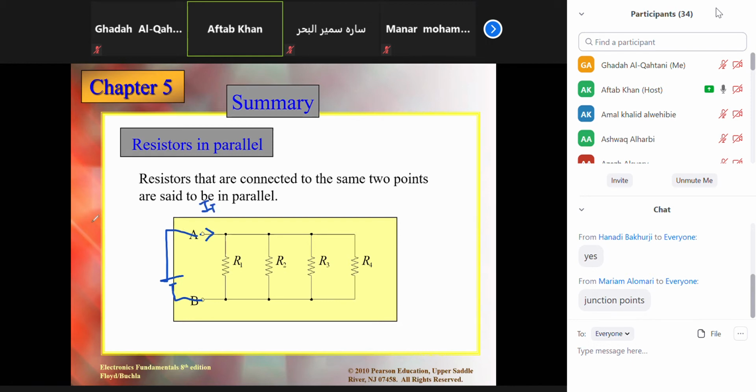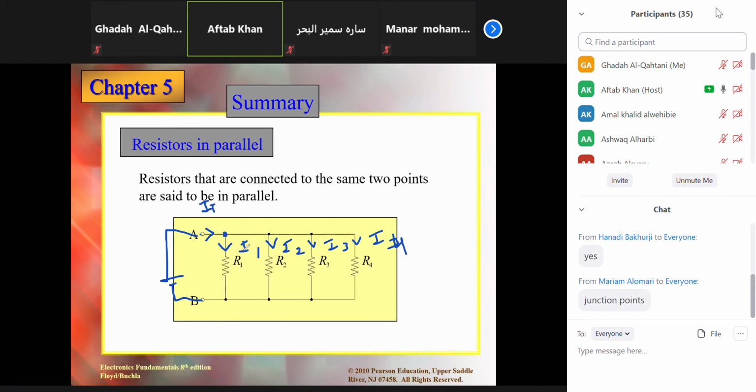Now this is going to be split. Some current will go here, some will go here. Let's give the names accordingly. This is I1. Because there are multiple paths, some current will flow down, some will go here. Let's suppose here it is I2, here I3, and here I4.